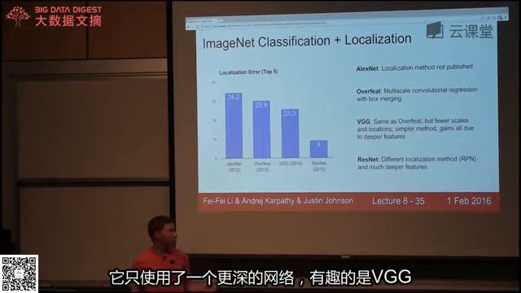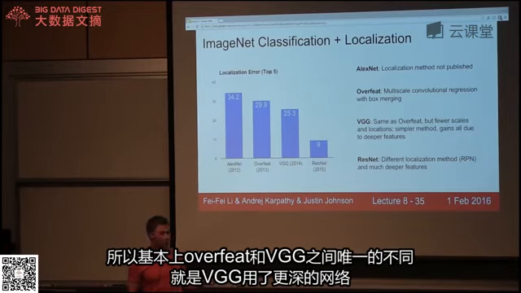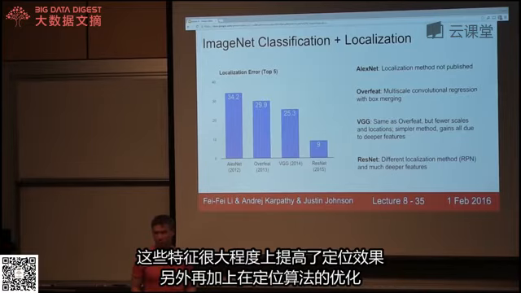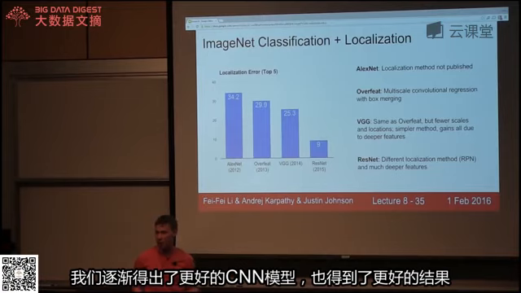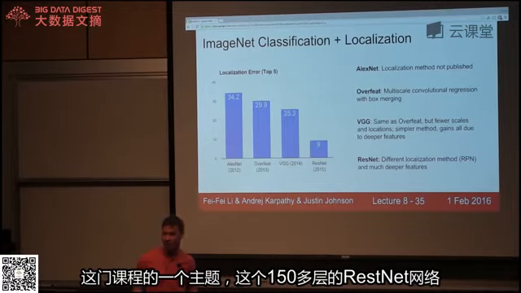And actually, interestingly, VGG used fewer scales. They stamped that network out in fewer places and used fewer scales. But they actually decreased the error quite a bit. So basically, the only difference between OverFeat and VGG here is that VGG used a deeper network. So here we can see that these really powerful image features actually improve the localization performance quite a bit. We didn't have to change the localization architecture at all. We just swapped out a better CNN, and it improved results a lot. And then this year, in 2015, Microsoft swept everything, as that'll be a theme in this lecture as well.